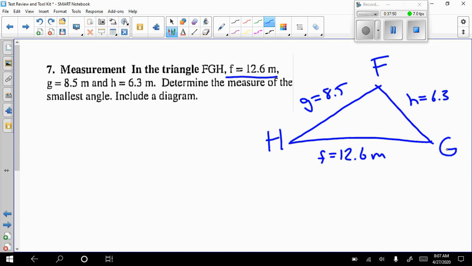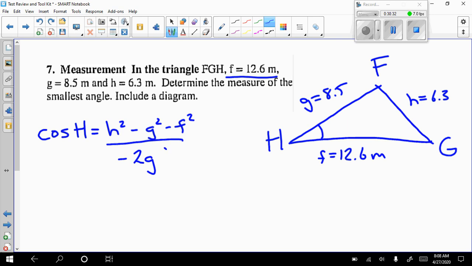So they want me to get the measure of the smallest angle. Well, clearly, the smallest angle is going to be opposite the smallest side, little h. But I look at this and I go, well, all I've been given is sides, and so I know I've got to use cosine law. That's one of those two circumstances where you've got to use cosine law. So here I go. I'm going to write cosine of h. What that's going to be equal to is little h squared, minus little g squared, minus little f squared, all over -2 times g times f.